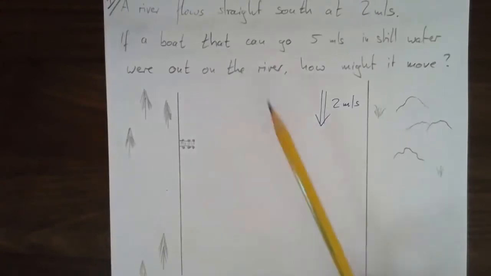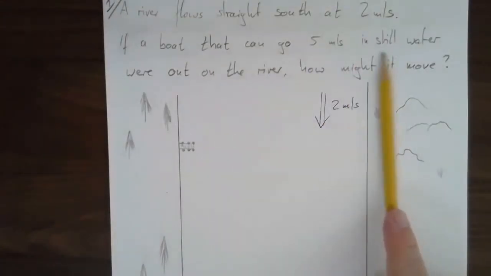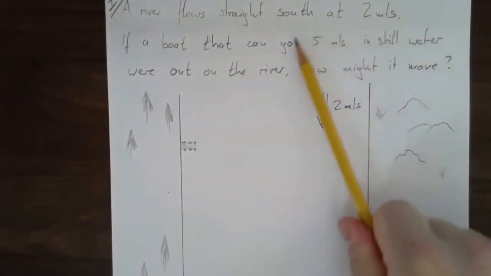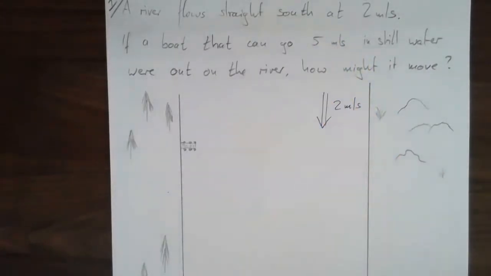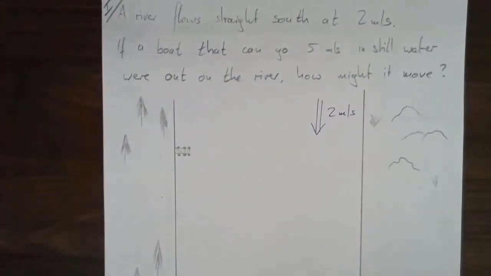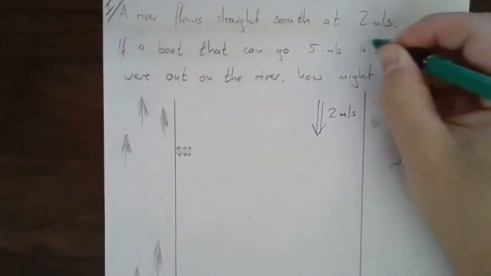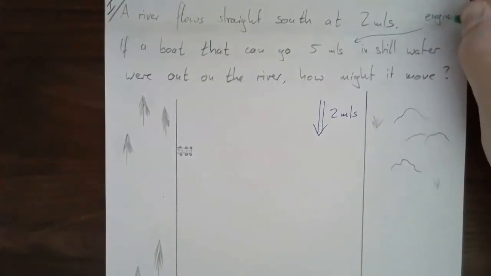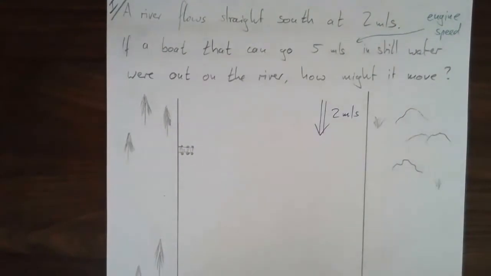If a boat that can go 5 meters per second in still water were out on the river, how might it move? Maybe we want to give these 5 meters per second a name. We might call this the engine speed. I don't have a better name for it. Let me just label this. This is not some kind of official term. It means that if you put that particular boat out on a lake, perfectly still, turn on the engine, it'll go 5 meters per second.